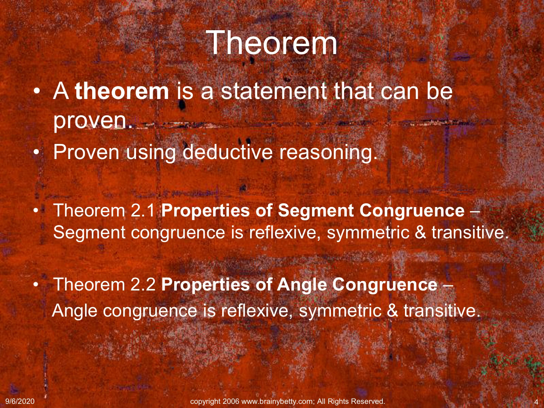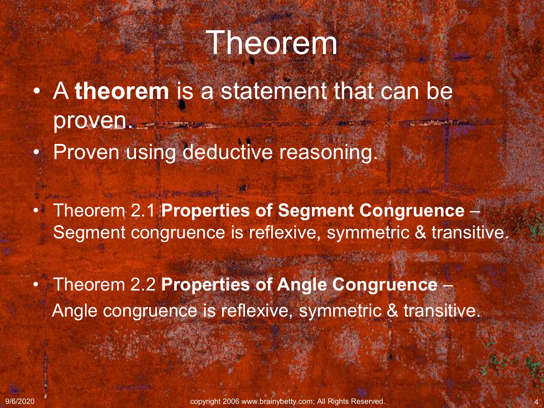All right, so a theorem is just a statement that can be proven. And the way that you'll prove it is using deductive reasoning. These are the first two theorems of Chapter 2. Notice the numbers on them are 2.1 and 2.2.